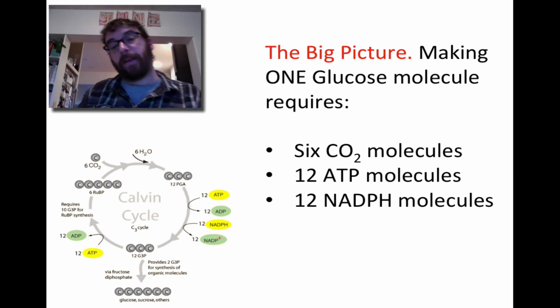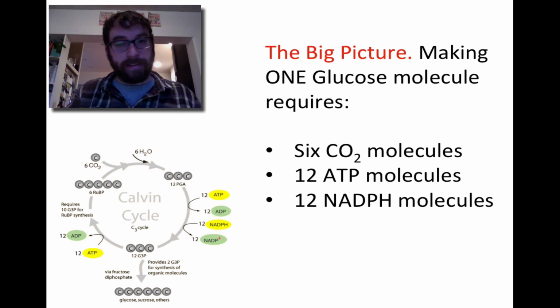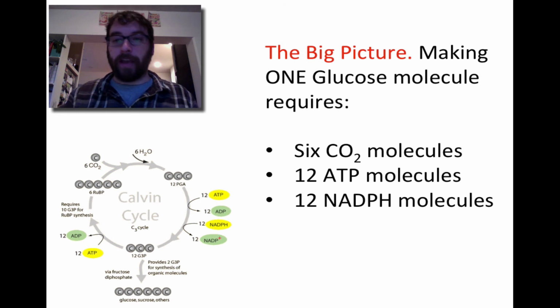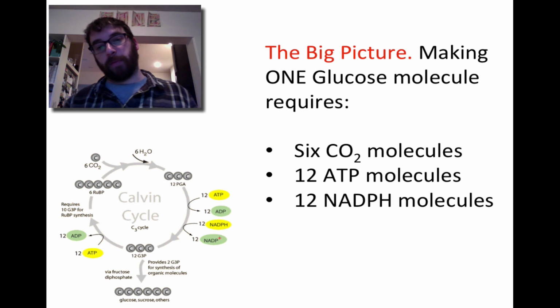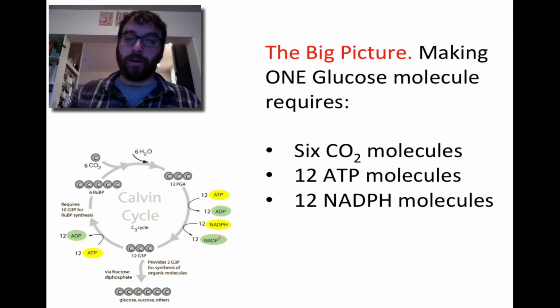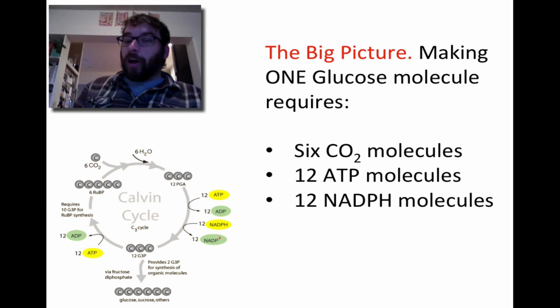Okay, so to recap, step 1, fixation, grabbing carbon from the air and joining it to existing carbon-based molecules. Step 2, reduction. You're energizing the molecules you've made, adding energy from the light reactions to your PGAs to create G3Ps. Step 3, regeneration. Some of the carbon exits the cycle, but the rest of it has to go back and build those RuBPs again. Okay, that's the Calvin cycle.